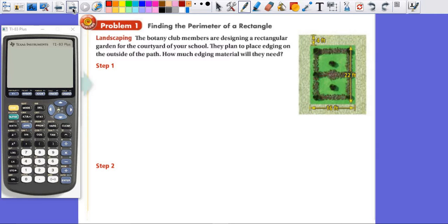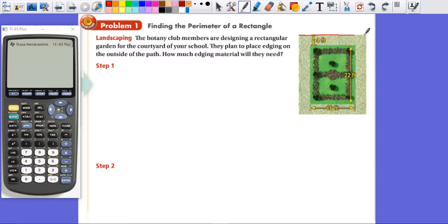So let's talk about this first problem here. It says the Botany Club members are designing a rectangular garden for the courtyard of your school. They plan to place edging on the outside of the path. How much edging material will they need? So they're talking about edging. When we talk about edging, we need to think about that as being our perimeter.